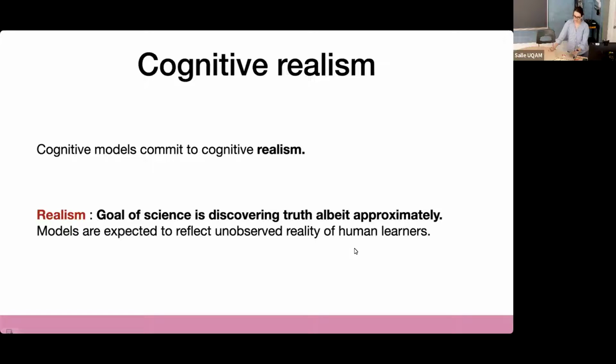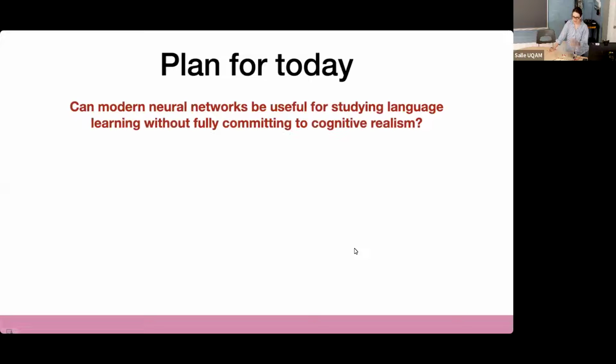So that brings us to the question that I want to ask today, which is, can modern neural networks still be useful for studying language learning without fully committing to cognitive realism? Is there a way that we can still salvage this relationship between using these models to help us answer questions without making all of those clear commitments when we design our models? I'm going to argue that yes.